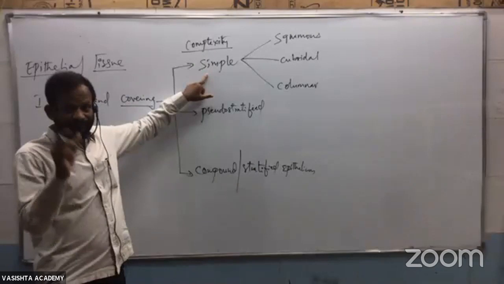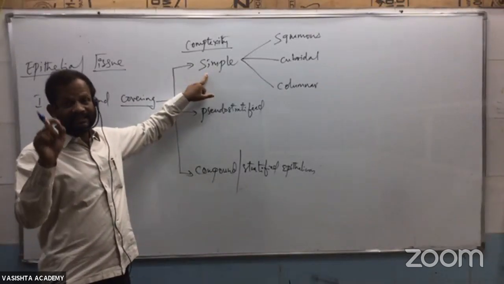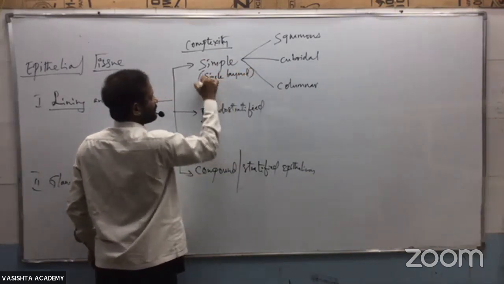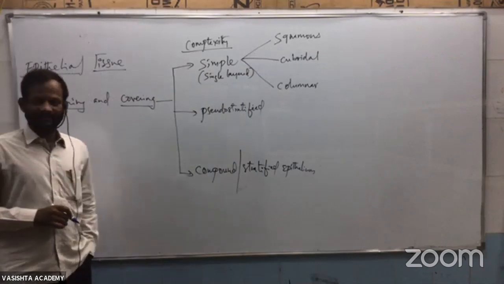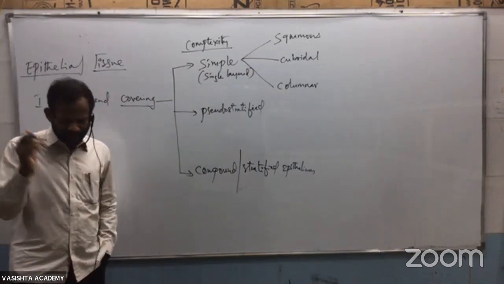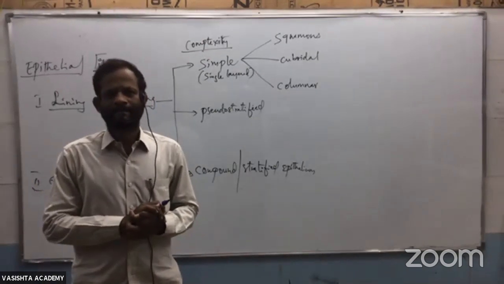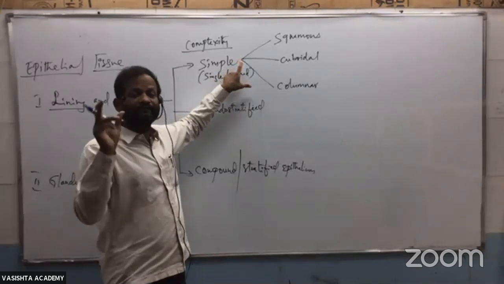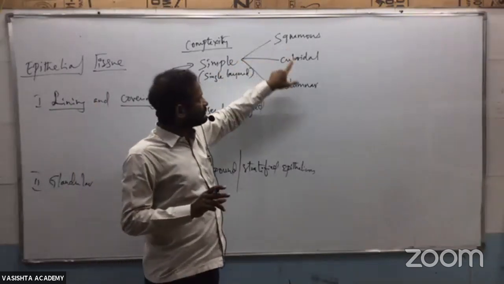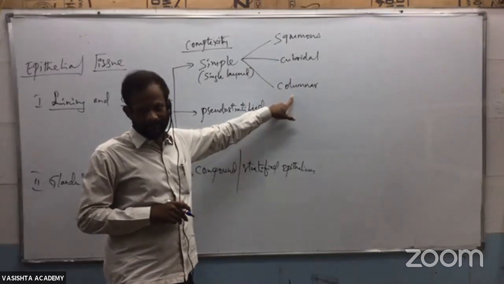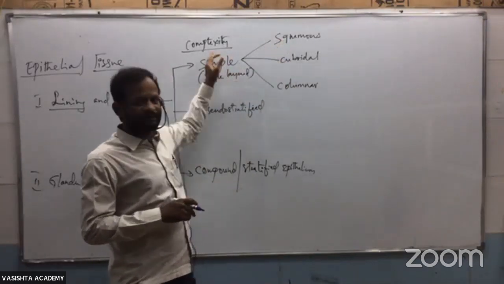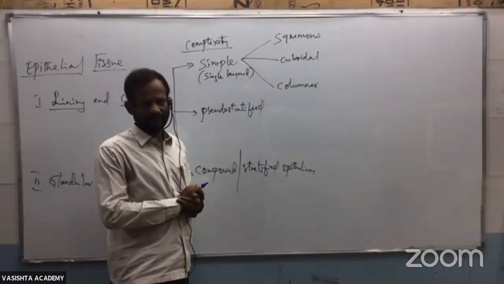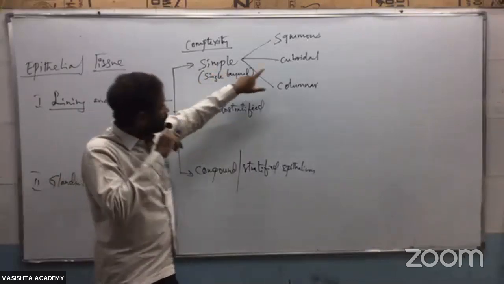Now, if you take only simple epithelium, in the name itself, simple, you can mention there as single layer. That arrangement of cells will be very simple. Now, in that simple epithelium, depending upon the shape of the cell, squamous, cuboidal, and columnar. So the first type is simple squamous epithelium, simple cuboidal, simple columnar. So you have the prefix simple for all the three.